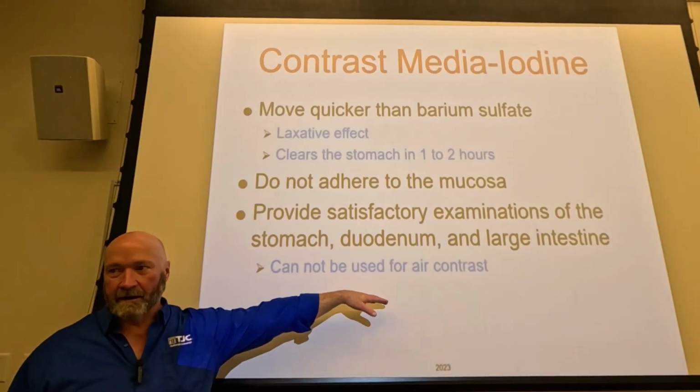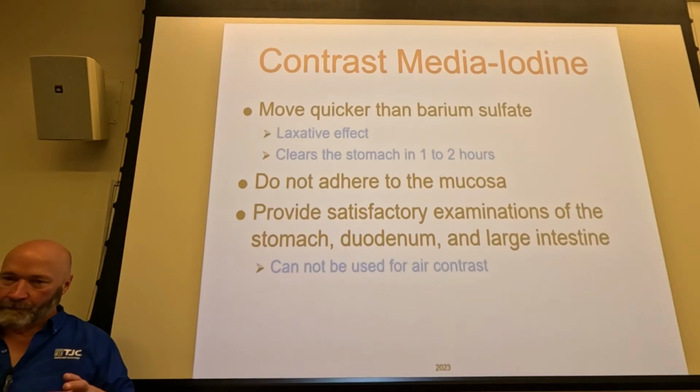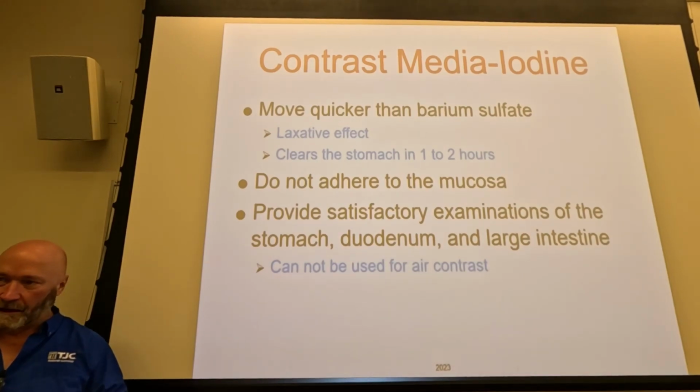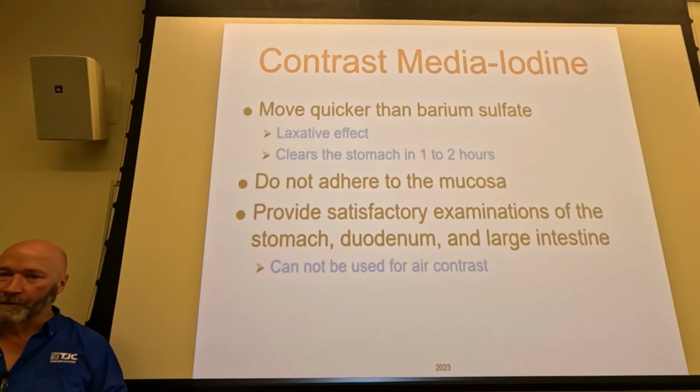And when we use air contrast, that's specifically what we're looking for. What we'll do is put the contrast, the barium, into the patient. We might take some of that barium back out, like if we're doing a barium enema, we might fill the patient up, evacuate some of that, and then have the patient roll around, then put the air into the patient so that we can see that mucosal lining really, really well.